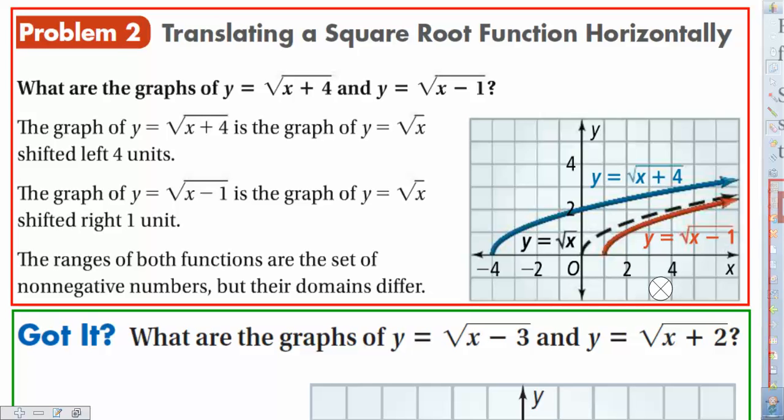So let's move some square root graphs, square root functions, horizontally. To move them left and right, or knowing when to move them left and right, is knowing how that addition and subtraction is being represented in relationship to the radical. See how we have the plus 4 underneath the square root sign, and then we have the minus 1 underneath the square root sign, and the same rules apply.